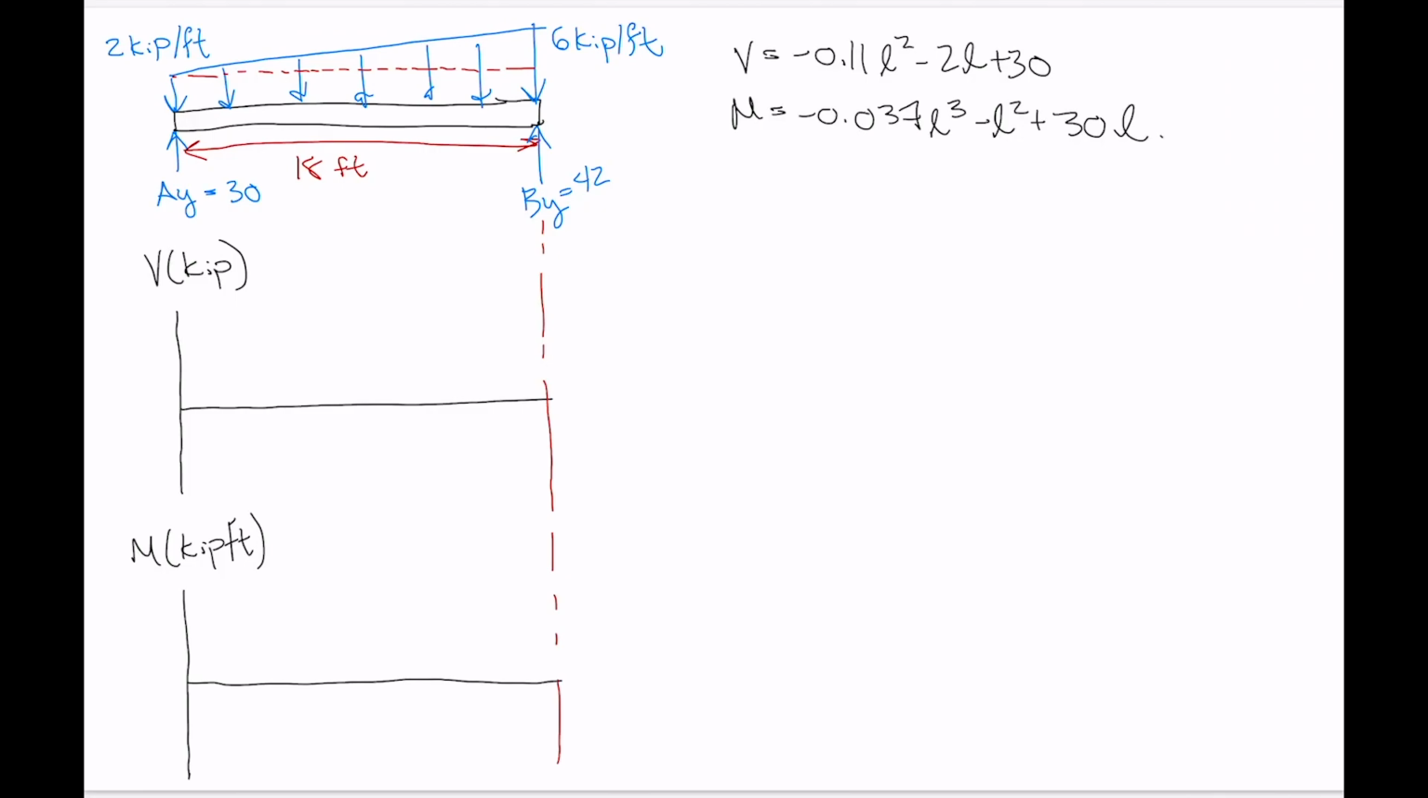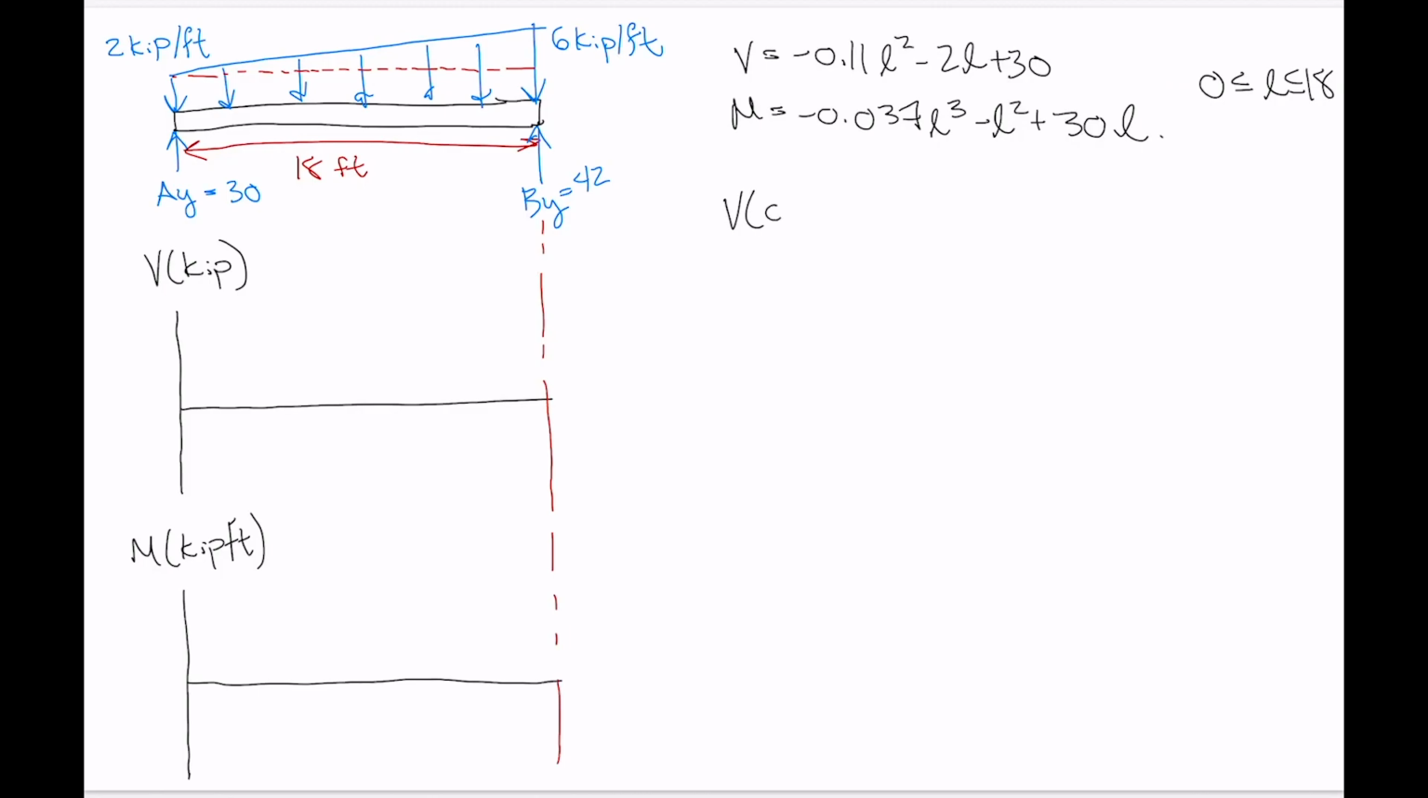Okay, so let's start with our shear diagram first. The way you want to start here is just by evaluating what shear is first, so always do the endpoints first, right? That's a good way to start. So we've just got one equation that covers the full length, so let's evaluate our two endpoints.